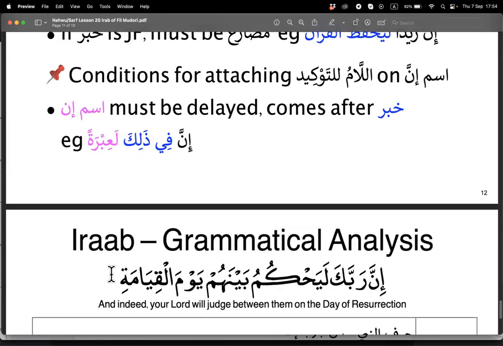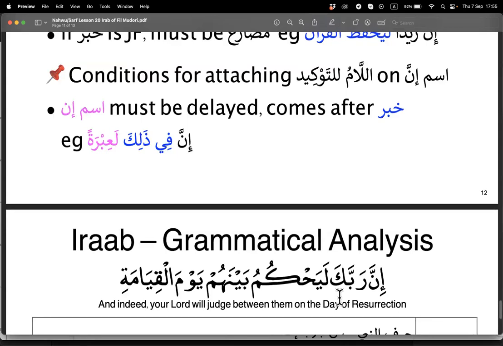Last one. Let's do one last irab for this lesson. Inna rabbaka. Inna is harf nasab, and rabbaka, rabba is ism inna. Good. And what status is it? It's in nasab status, mansub bil fathah. And the ka is dhamir muttasil.